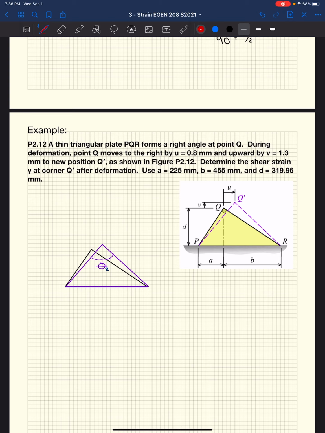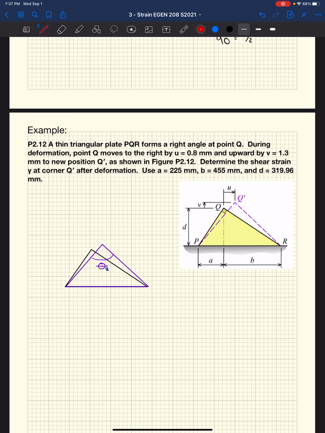Okay, let's do an example. Hopefully this will make things come together a little bit for everyone. We have a thin triangular plate, denoted by PQR, and it forms a right angle at Q, so we got 90 degrees. During deformation, they don't give us loads, but just say that based on imposed loads on this triangle, the triangle deforms. Point P and point R are fixed, and point Q moves to Q prime.